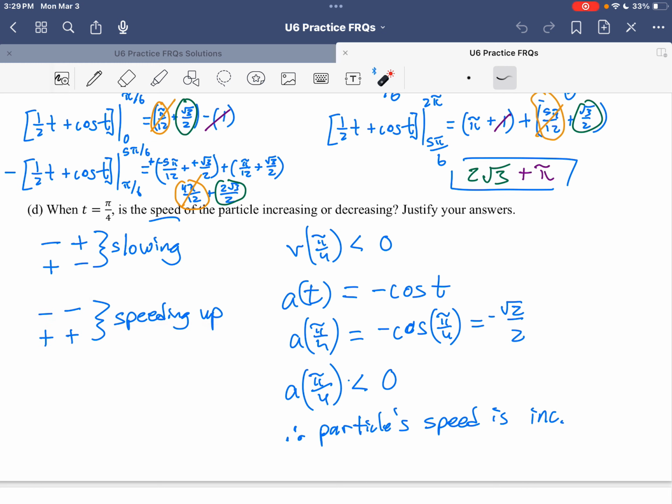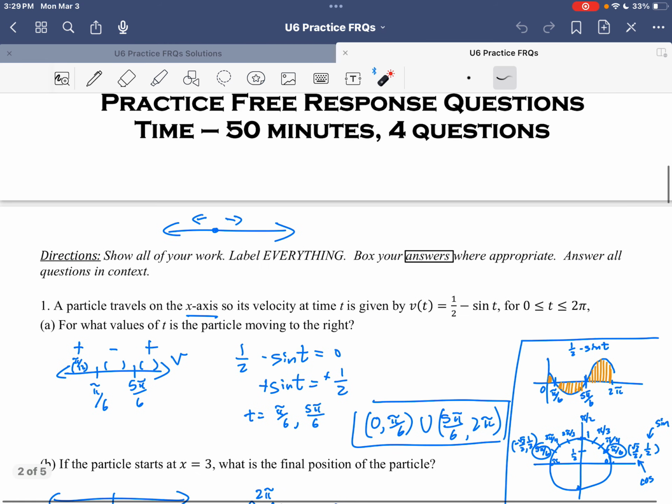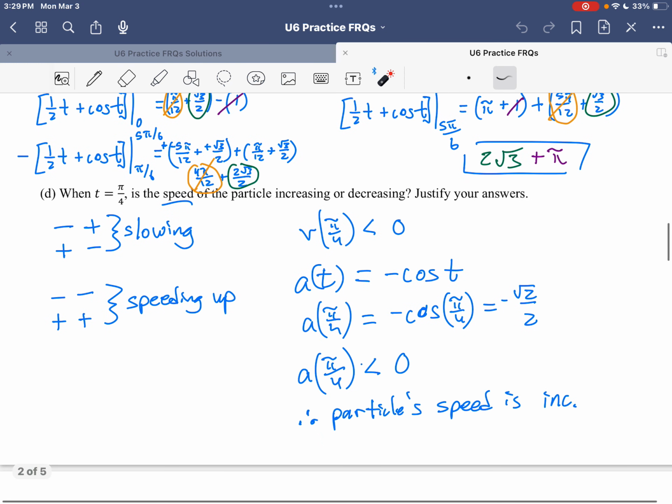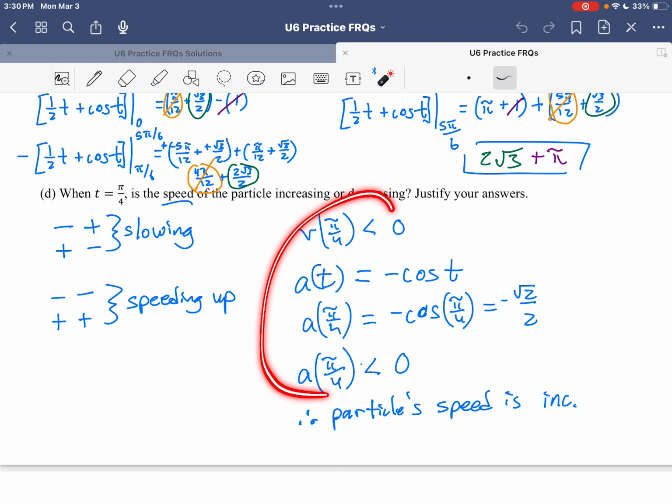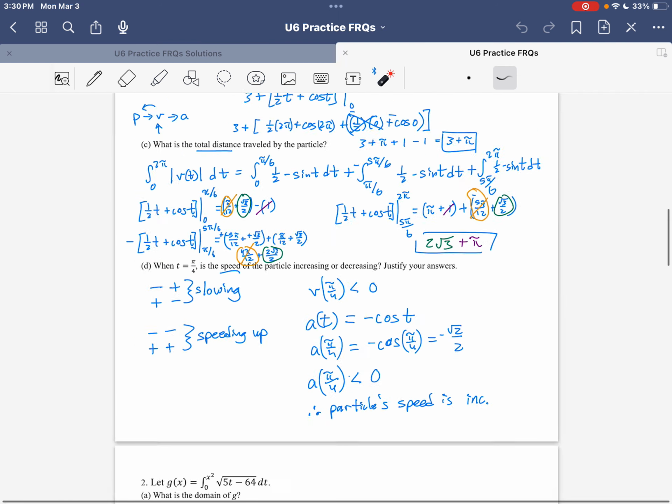So first, I know that velocity at pi over 4 is less than 0. I know that from earlier. I have it right here, okay? Pi over 4 would be between these two dudes, and we know that we're negative the whole time there. So velocity is negative. That one's done. Next, I have to find acceleration. So take the derivative of the velocity function, and then plug in your pi over 4. It looks like I get a negative, so acceleration is less than 0. Therefore, the particle speed is increasing. All this counts for your justification, and you're done.